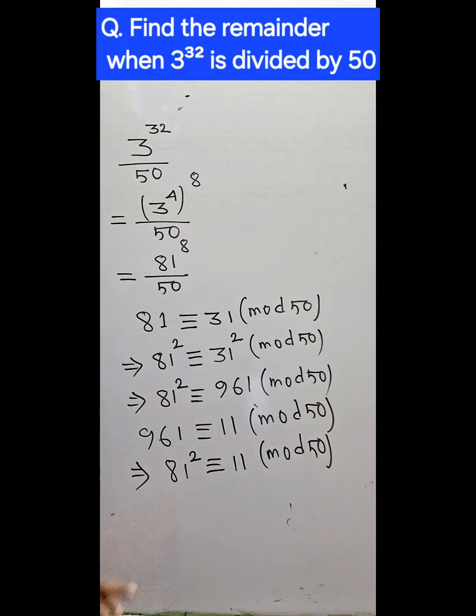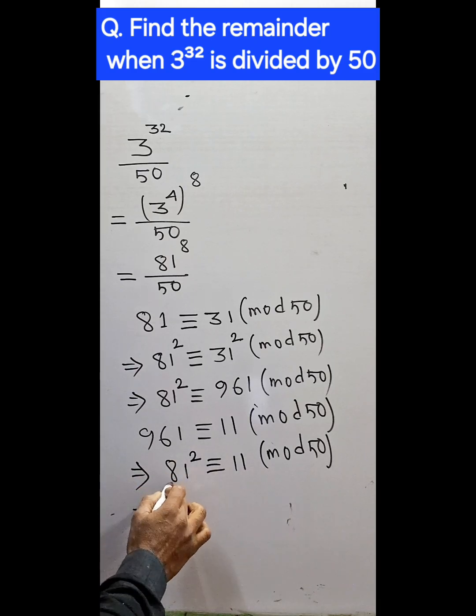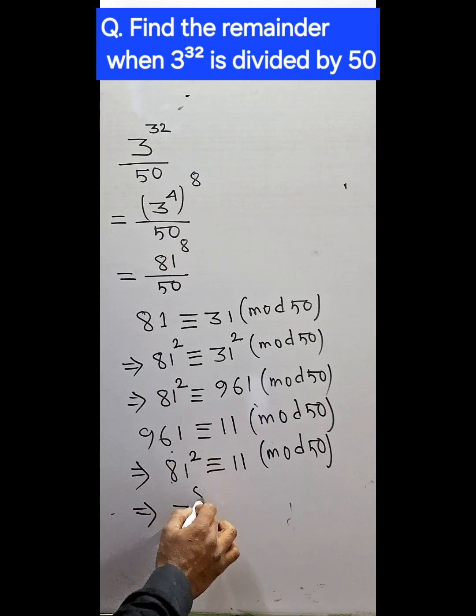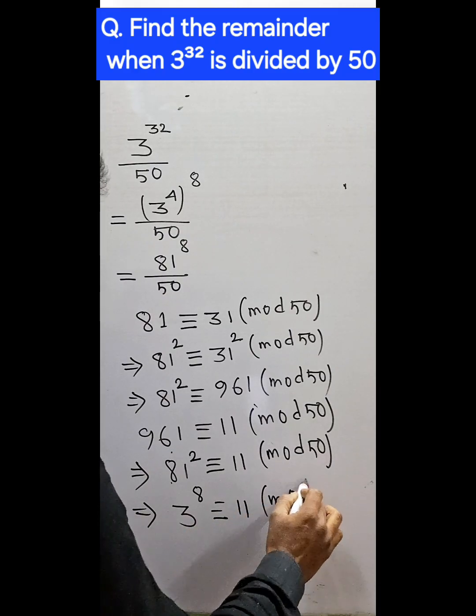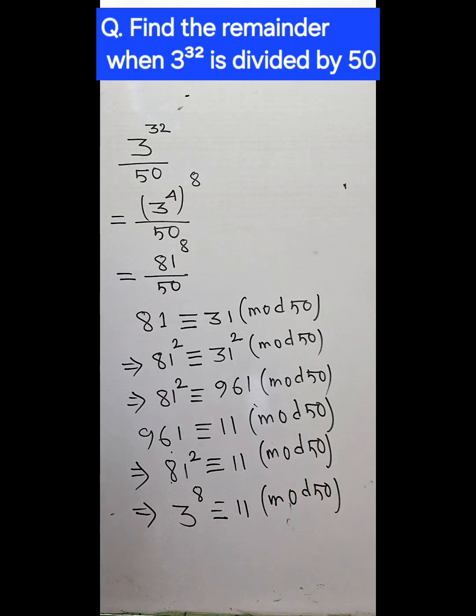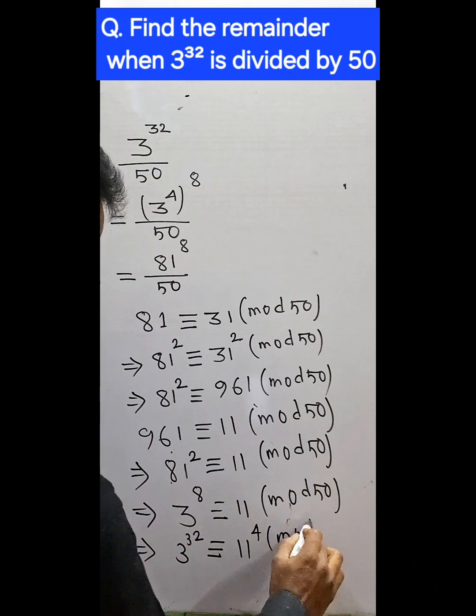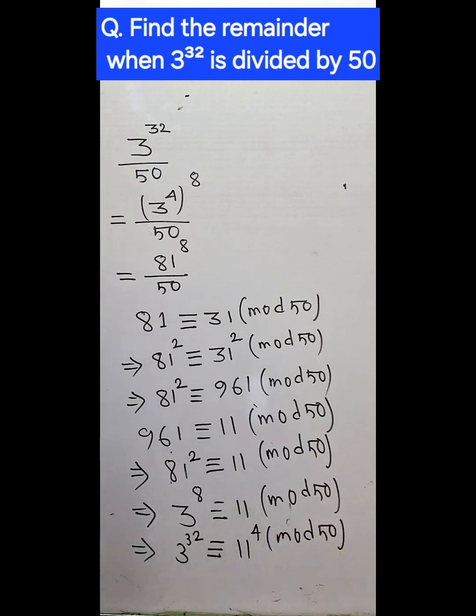So 81 squared means what? 81 is 3 to the power 4. So ultimately you have arrived at this step: 3 to the power 4 whole squared, 3 to the power 8, is congruent to 11 modulo 50. But you need 3 to the power 32. So raise the power on both sides by 4. That means 3 to the power 32 is congruent to 11 to the power 4 modulo 50.